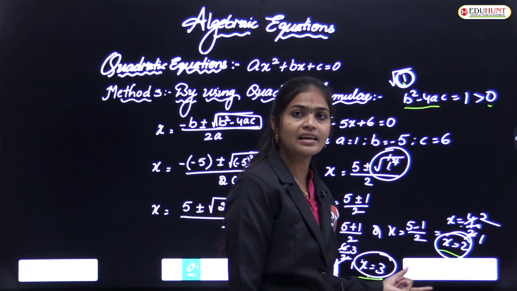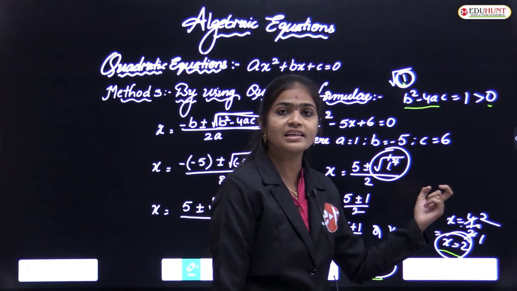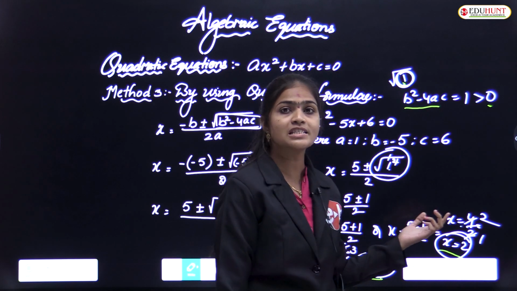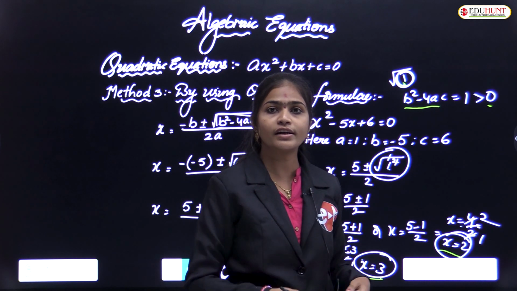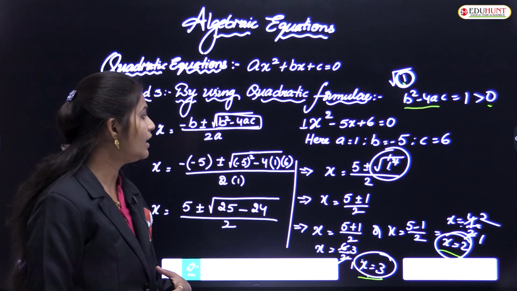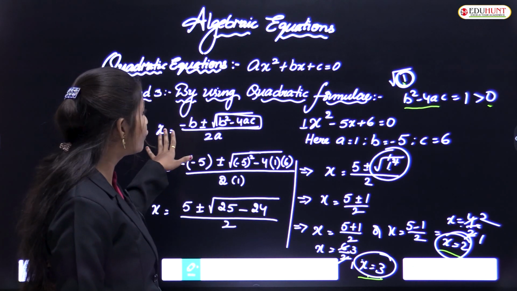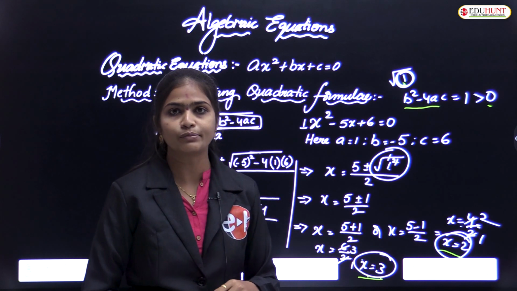2 and 3 are real numbers or not? Real numbers only. And these two are distinct roots. Distinct means two different roots, or not? 2 and 3 are two different roots. That's what we discussed in the previous video. So by using the quadratic formula like this, we can find the roots of a quadratic equation.